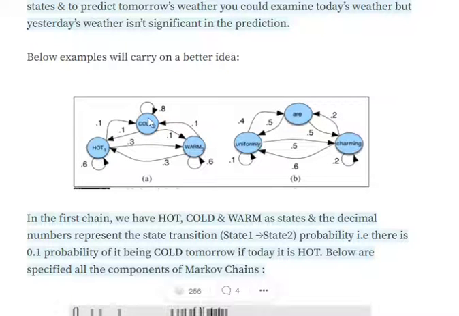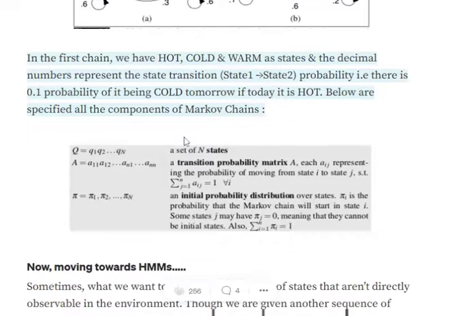Similarly, you can read the other states as well, where you can see cold: if today is cold, there is a probability of 0.8, that is, 80% chances that tomorrow will also be cold. Just 10% chances that it would be warm tomorrow, and 1% chance that it can be hot tomorrow. As you can see, the arrowheads going. So this is how a Markov chain works.